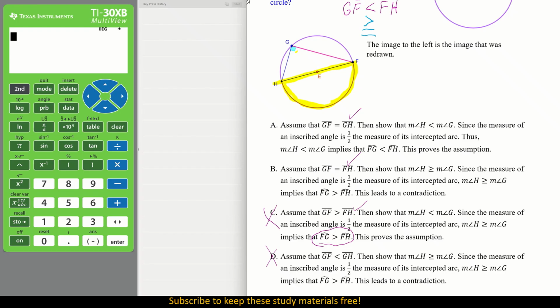Okay, so let's look at A again. Well, no, before A, let's look at B. It says leads to a contradiction. I like that. Now let's look at A. This proves, look at what it did here. Less than proves our assumption. Well, our assumption said they're equal. That just flat does not prove the assumption. That is a bad proof.